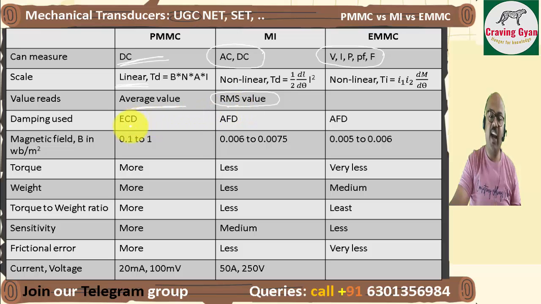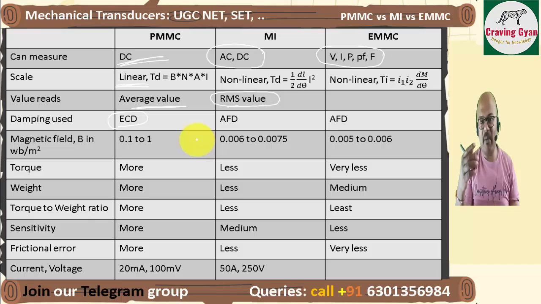Very, very important. Damping used in the case of PMMC is eddy current damping. In the case of MI, air friction damping. In the case of EMMC, again air friction damping. What is the value of B? B is very, very high in the case of PMMC, low in the case of EMMC. Torque is more in the case of PMMC. Weight is more in the case of PMMC.